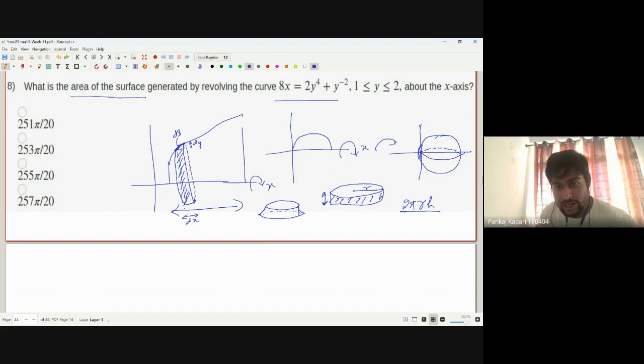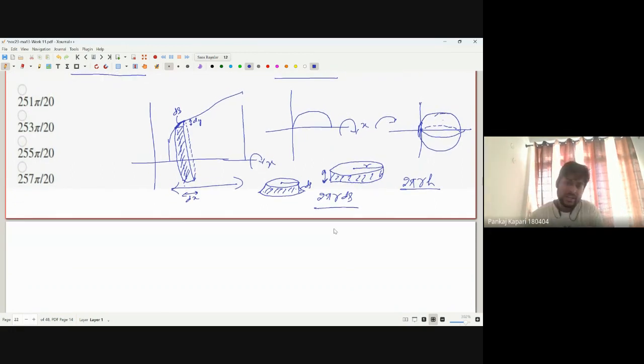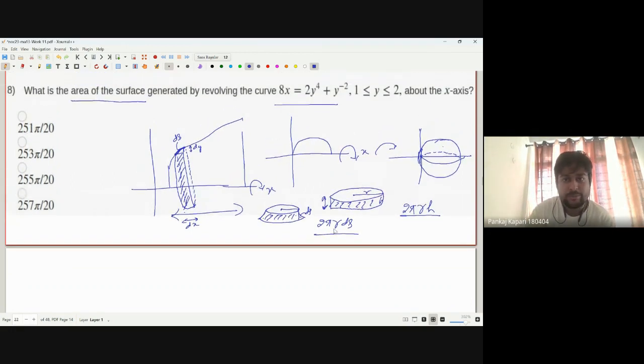You have to find the radius, and the area of this particular strip will be 2 pi r, but then you have to multiply it with the arc length ds. Let's call this arc length small ds, and then you integrate such small areas to get the area of your surface. Okay, so let's understand this with this given problem.